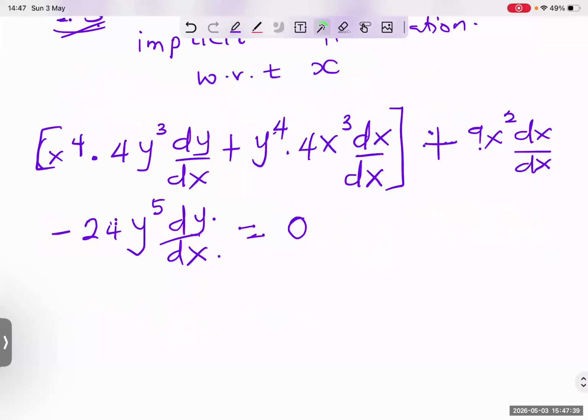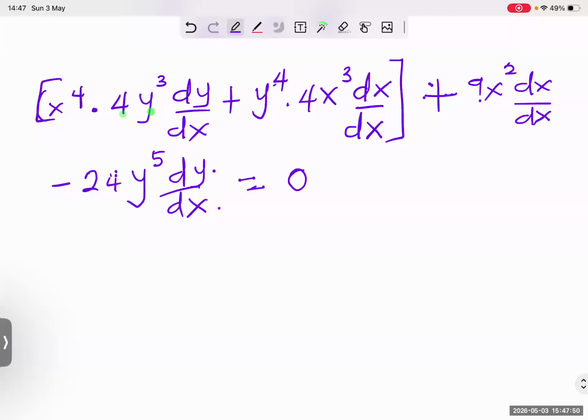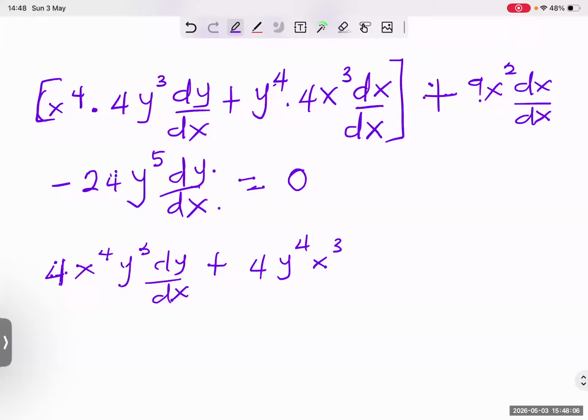All right, so we go in there and then we simplify it a little bit. From the first term here, x to the power 4 times 4y to the power 3, that will be 4x to the power 4, y to the power 3, dy/dx. Then we have plus 4y to the power 4, x to the power 3, dx/dx.